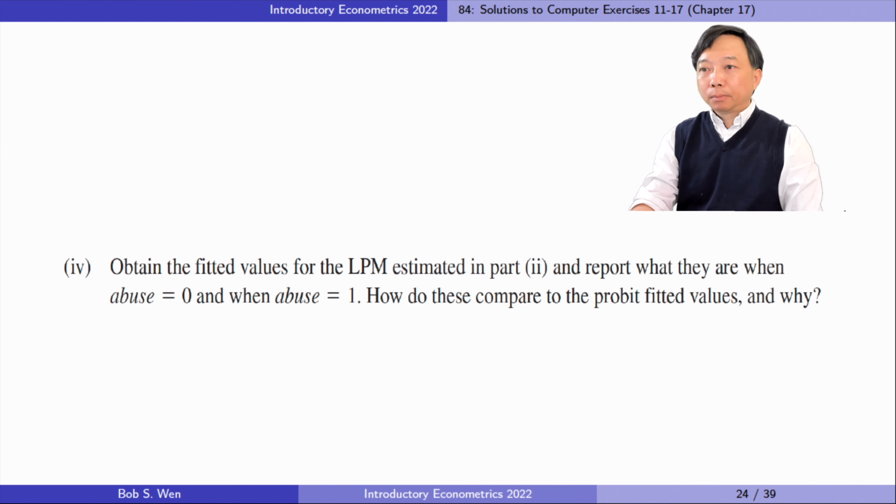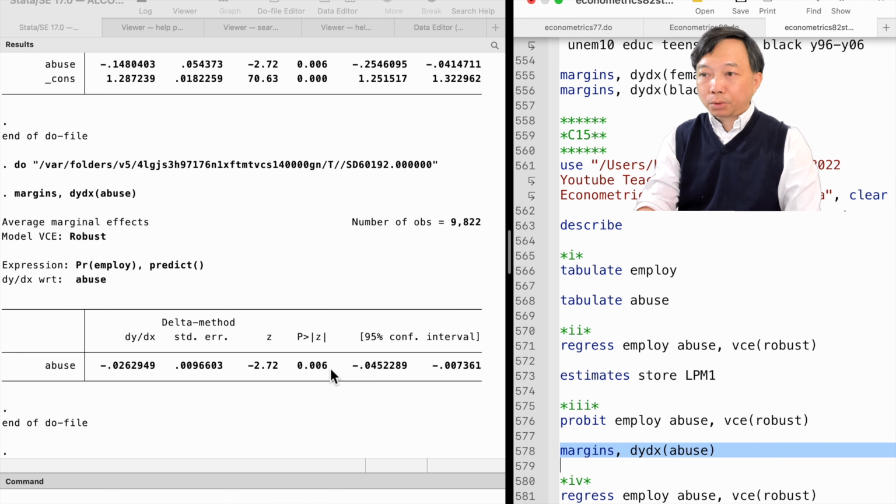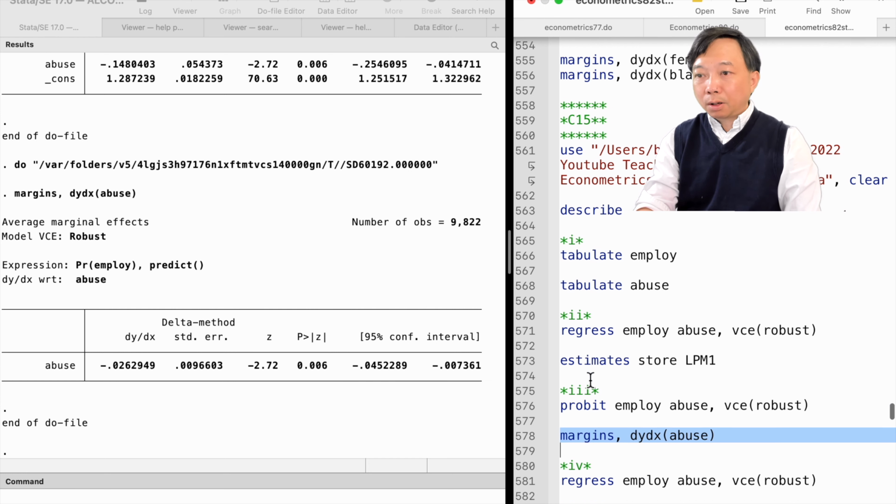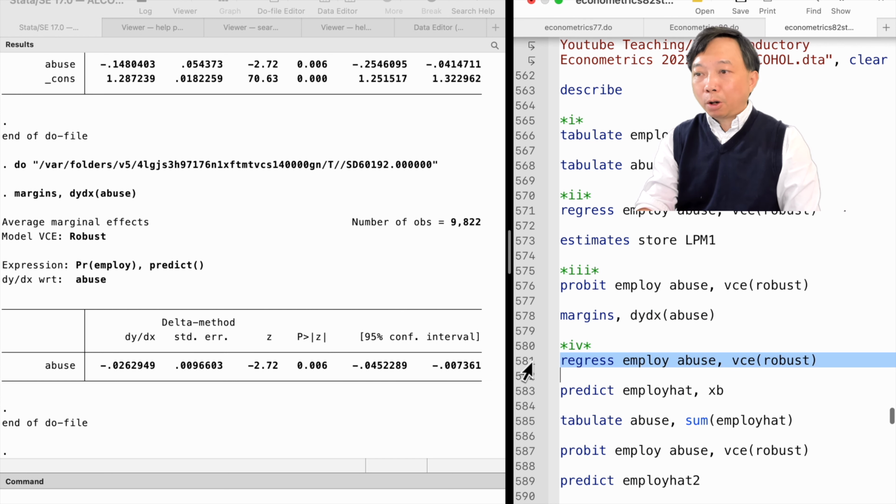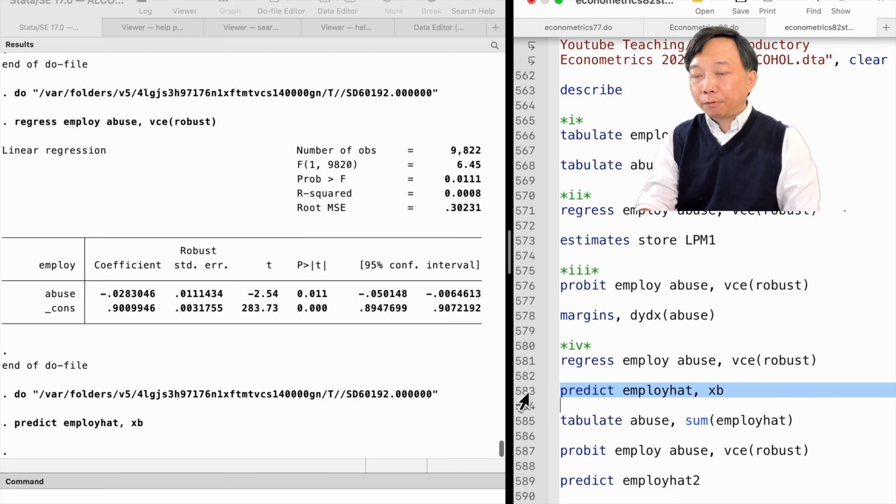In Part 4, obtain the fit values for the linear probability model estimated in Part 2 and report what they are when abuse equals 0 and when abuse equals 1. How do these compare to the probit fit values, and why? We use the predict command and the XB option after the linear probability model to obtain the fit values of employment.